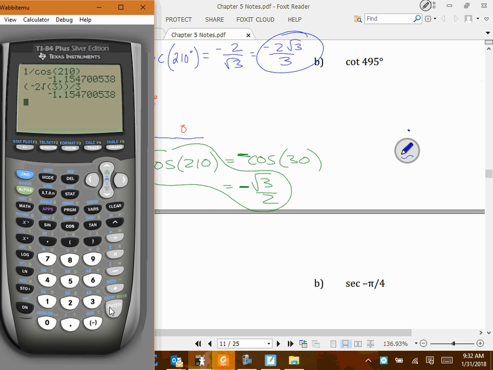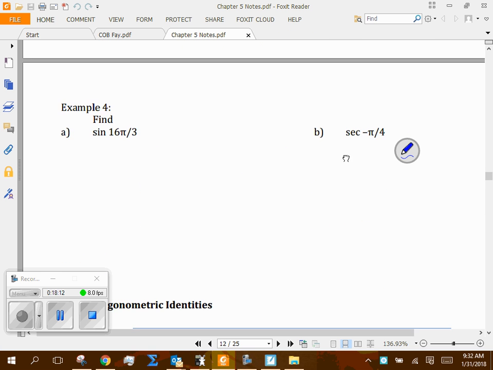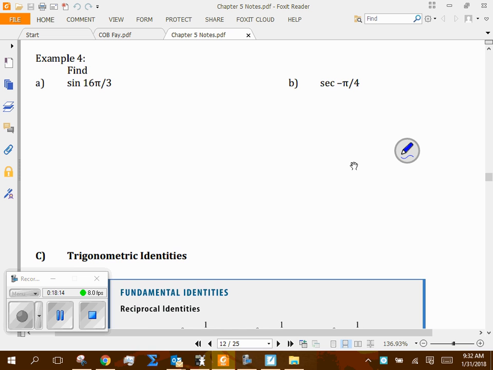Is that okay? All right, let's do these other ones down here. These tend to be the ones that people get tripped up on the most because they are radians.